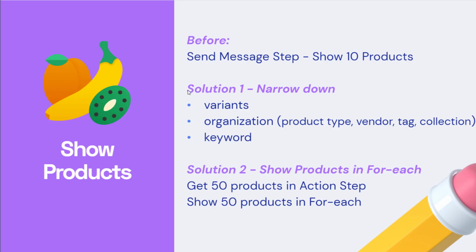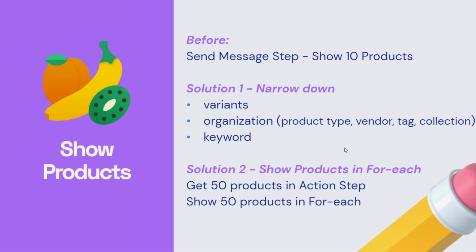Solution one is to narrow down the products to display. You can narrow down by variants, by organization, including type, vendor, tag, collection, or keyword. And solution two is to first get 50 products in an action step and then use for each to show your products. In that way you can increase the limit. First of all, how to use variants.